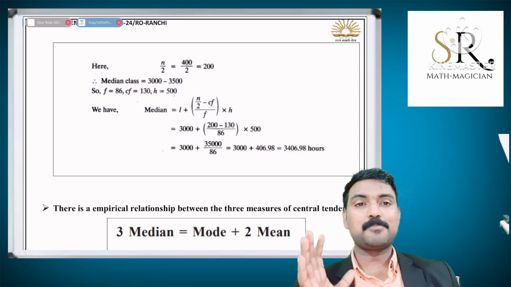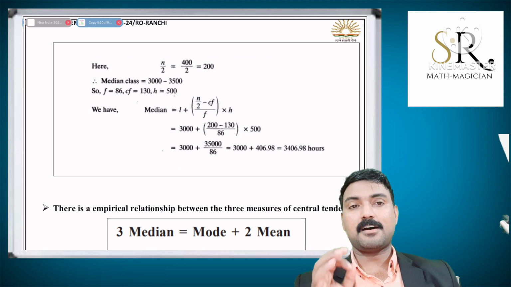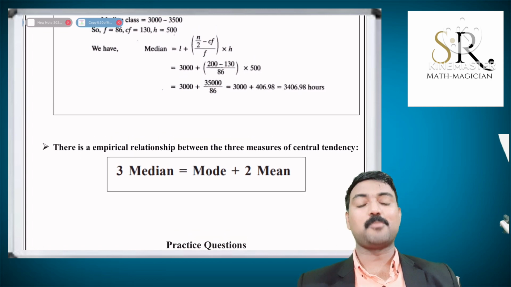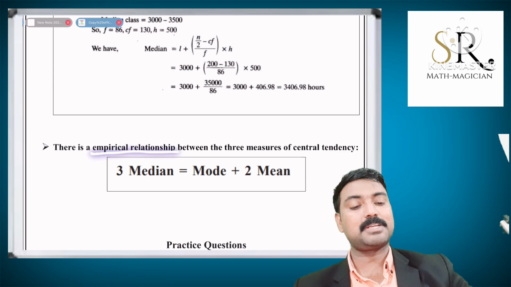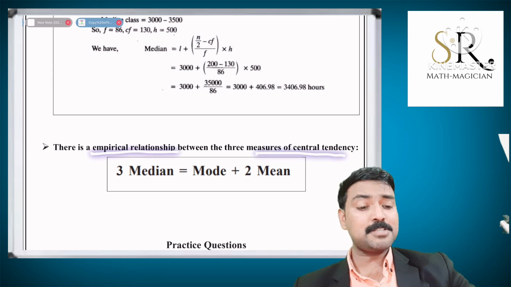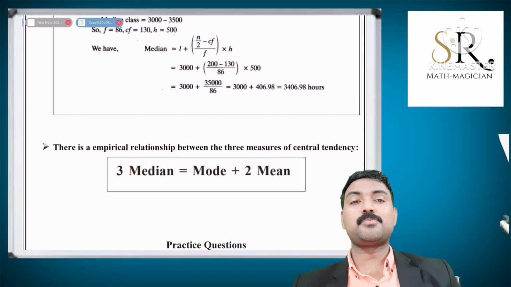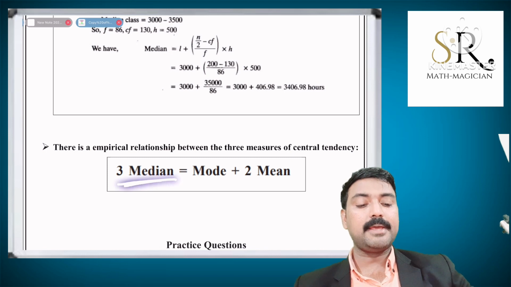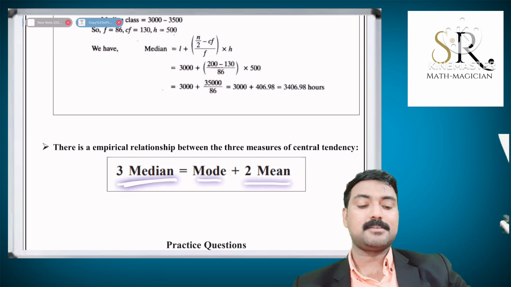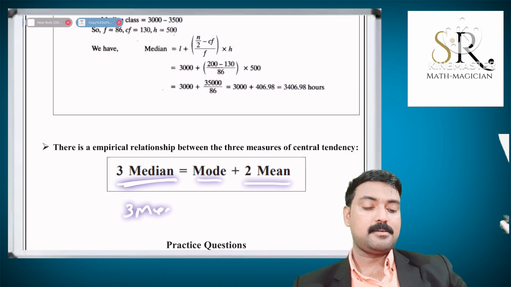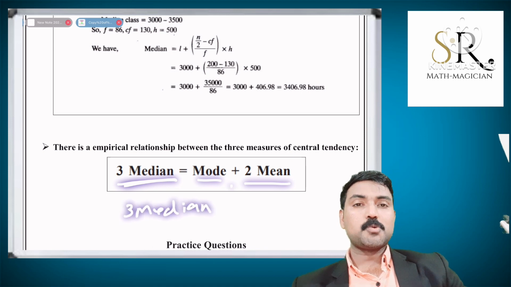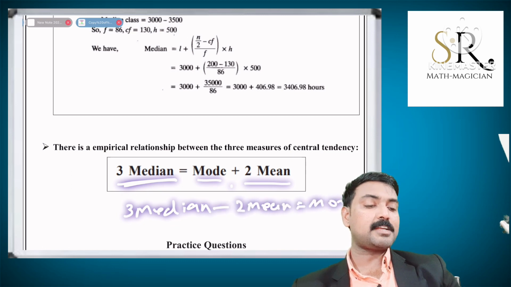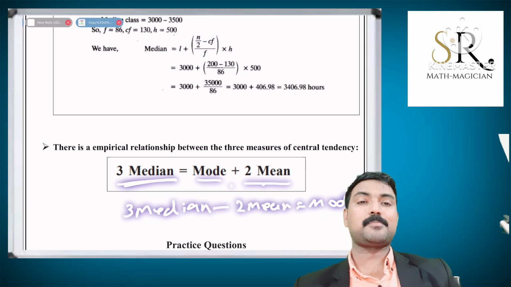These are the important points from the chapter Statistics. At last, one more simple point is that there is a relationship between mean, median, and mode. This is known as the empirical relationship between measures of central tendency. Measures of central tendency is the general term used for mean, median, and mode. So there is a relation. What is that relation? 3 median is equal to mode plus 2 mean. Or we can write it as 3 median minus 2 mean is equal to mode. We can transpose to the left side, no issue. So we can represent this equation in different ways.